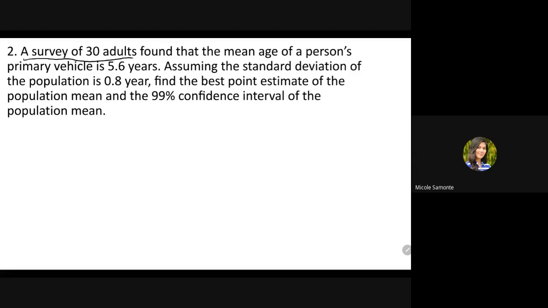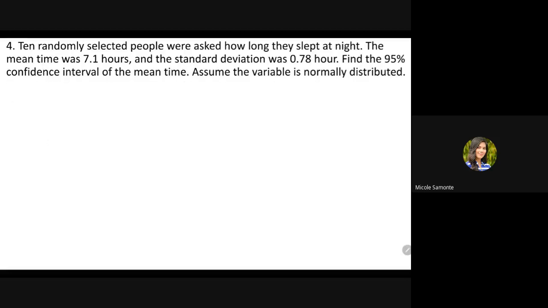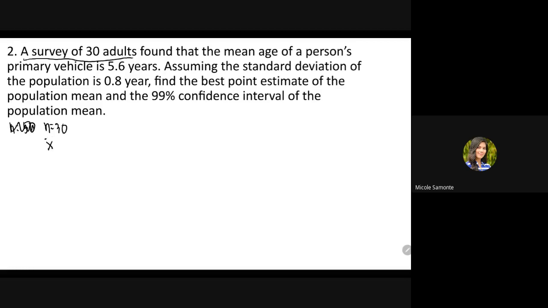A survey of 30 adults found that the mean age of a person's primary vehicle is 5.6 years. So meron kang 30 na sample. Ang isa sa mahirap dito yung hindi mo alam kung ano yung population mean at saka yung sample mean. So yung 5.6 dyan, basically yan yung magiging sample mean.